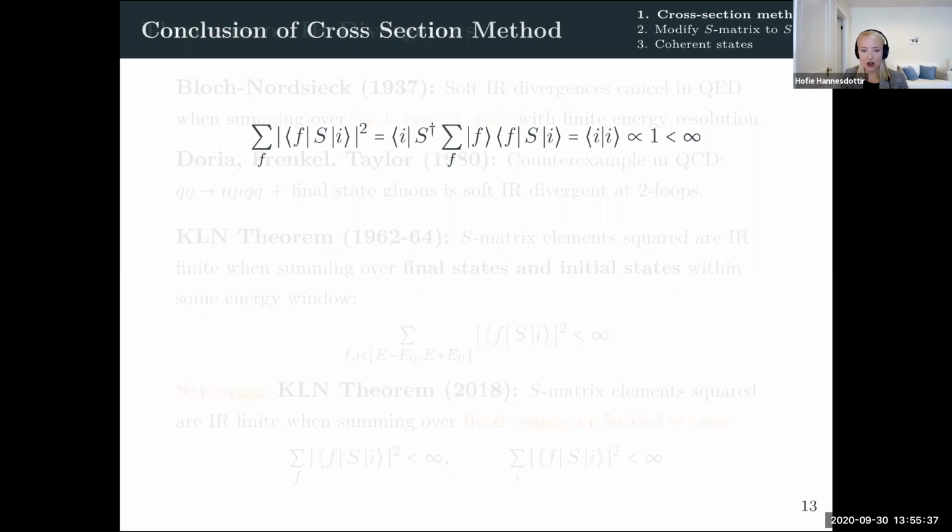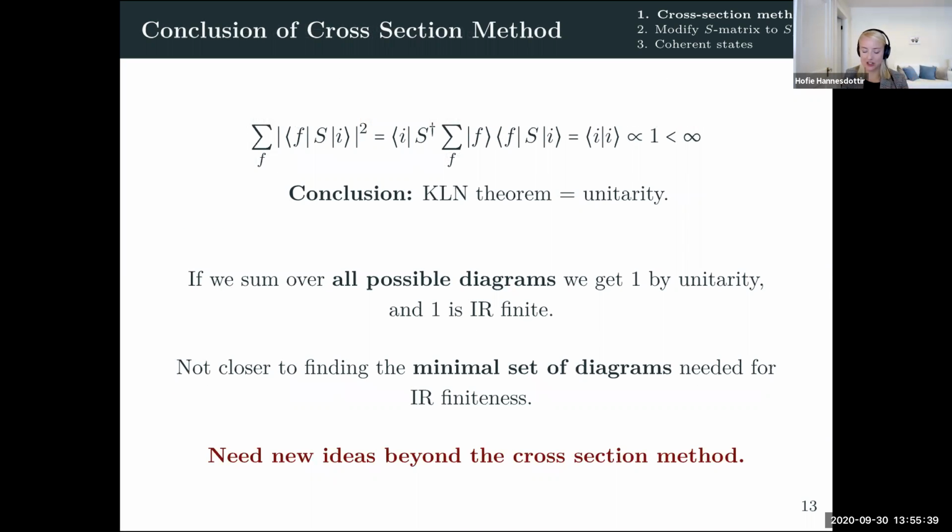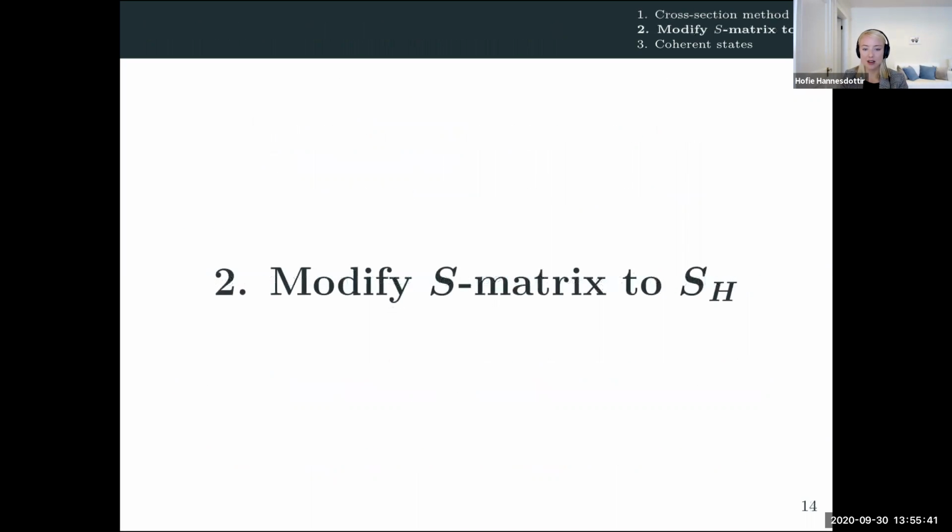Right. So this is where we decided to look into modifying the S matrix. Thanks. So yeah, again, great question, and what I will address in the next few slides.